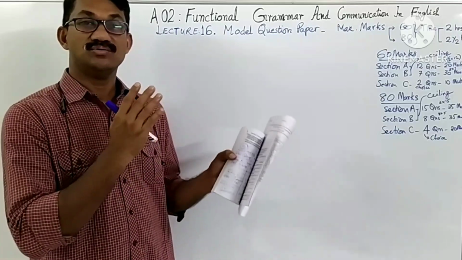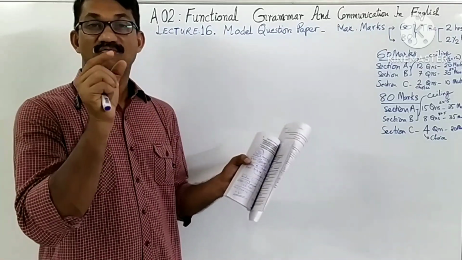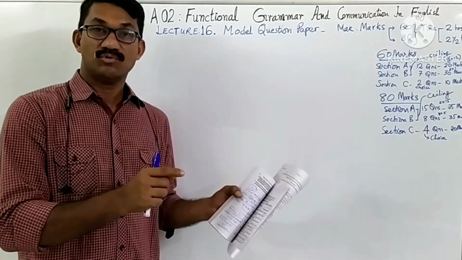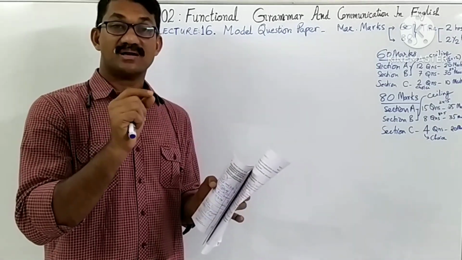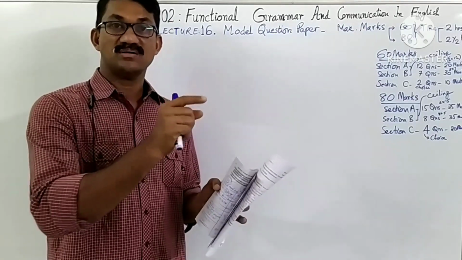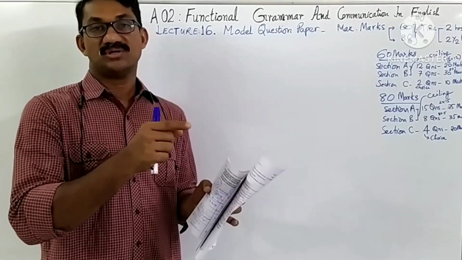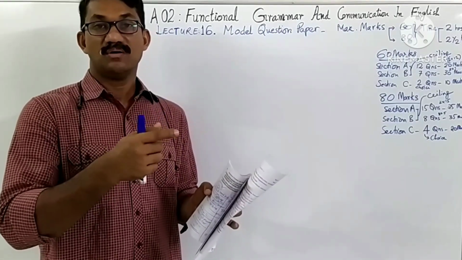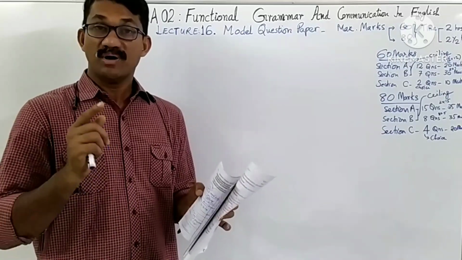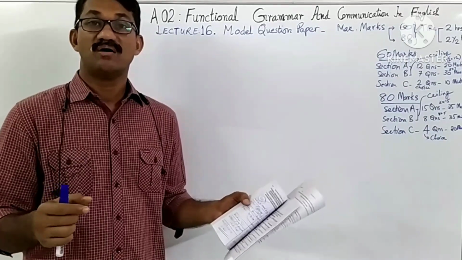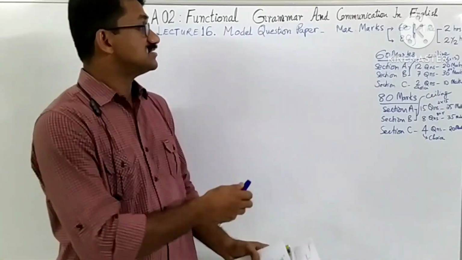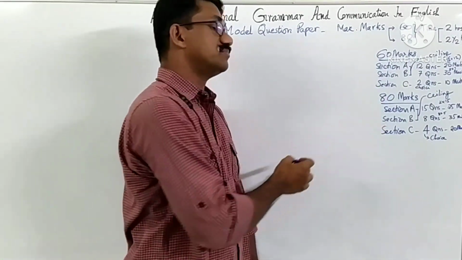So ensure that you have a 1 inch margin in your answer booklet, and please ensure that you write the question number correctly, like section A question number 1, section B question number 13, that way. And remember, in both patterns, 60 marks and 80 marks, you have a ceiling in section A and section B.